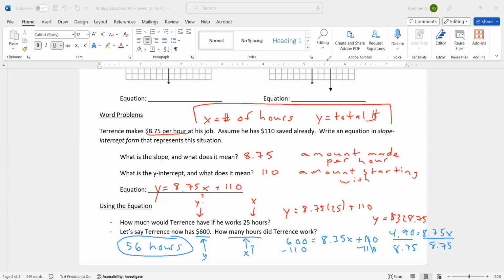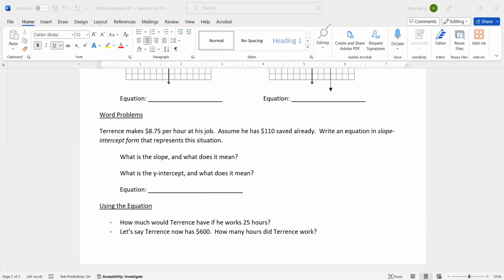All right. And that concludes the first lesson on writing equations. We're going to move on to the second lesson next, and it will get a little more challenging, and you'll see why soon.